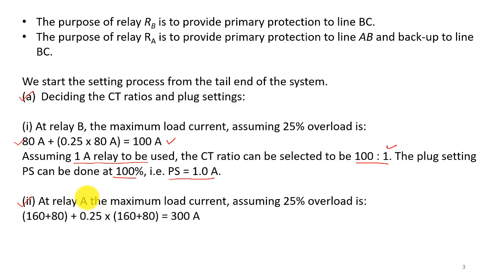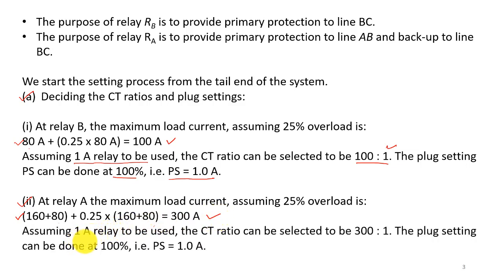So the load current at bus B is 160 ampere and bus C is 80 ampere. So the total load current that will be seen by relay A will be 160 plus 80, that is around 240 ampere, and assuming 25% overload, it will be around 300 ampere. Okay, so again assuming a 1 ampere relay to be used, the CT ratio can be selected as 300. 300 is the maximum load current, so 300:1.